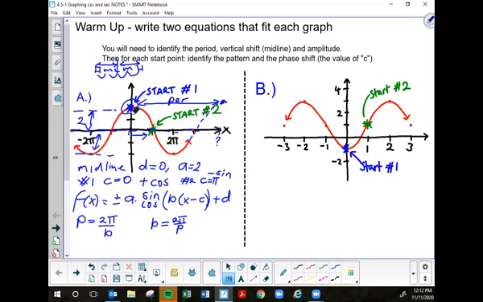So I can do that on this graph. I can go from this high point to that low point, and this distance there must be half of a period. So that's from 0 to 2 pi. That 2 pi is half of a period. So the whole period is going to be 4 pi. That's what our period is.